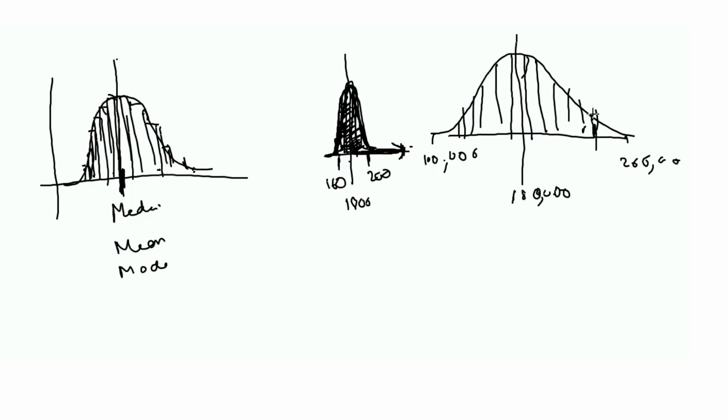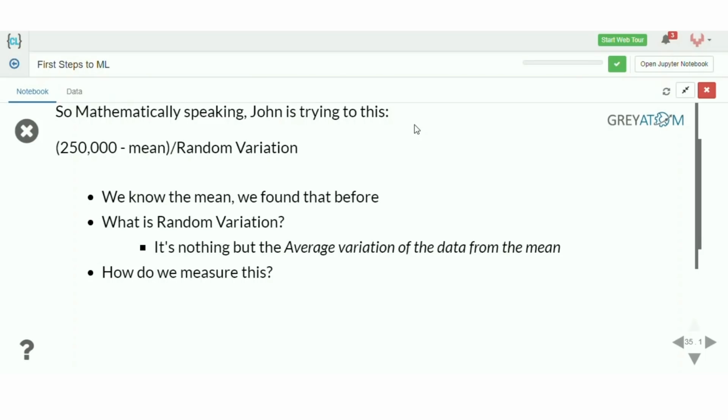In this other case, if his house price is here, it's not as extreme, as there are definitely a lot of houses above that price also. So compared to the random variation in the data set, his house is not very expensive. But in the first case, his house is extremely expensive compared to the rest of the houses. So this is what he's trying to measure: what is this variation, and compared to the variation, how expensive is his house?